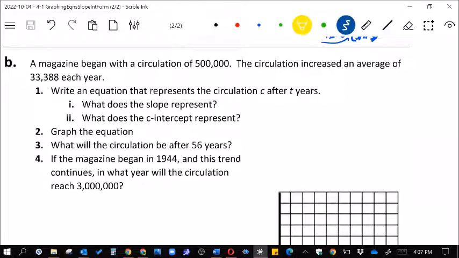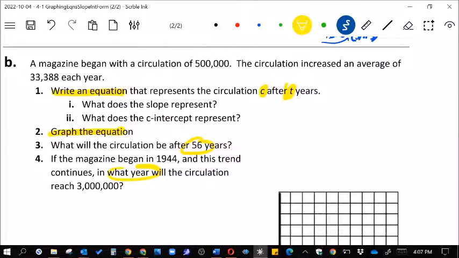A magazine begins with a circulation of 500,000. It increases by that much, 33,000 and some each year. We'll write an equation, C after T years. So we'll use the C and we'll use a T. And so we need to write an equation, and we're going to graph the equation, and then we're going to answer 2 questions. After 56 years, or in what year will we reach 3 million?